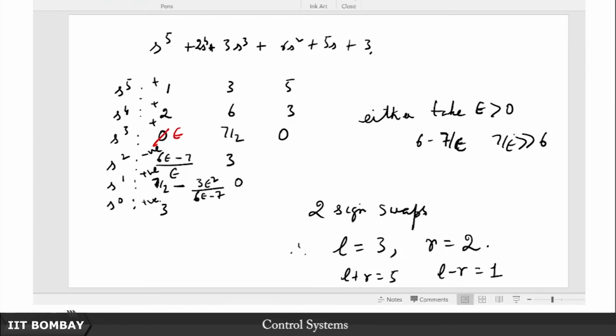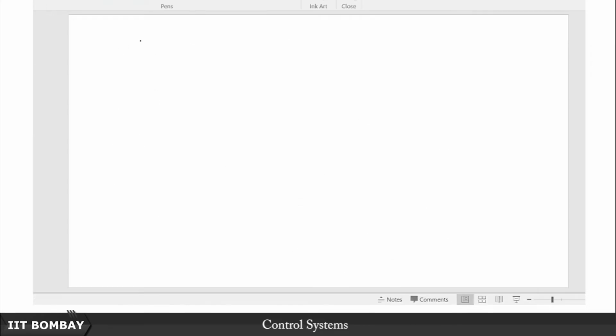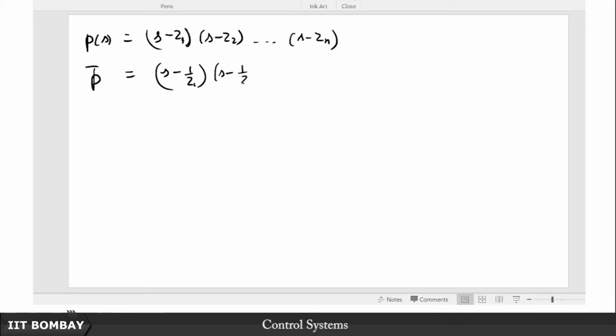Notice that if you have a polynomial, say for instance s minus z1 into s minus z2 dot dot dot till s minus zn, okay, let us say these are not necessarily all distinct roots, okay. So this is the polynomial. Then you consider the p bar whose roots are s minus 1 by z1, s minus 1 by z2, so on till s minus 1 by zn, okay.